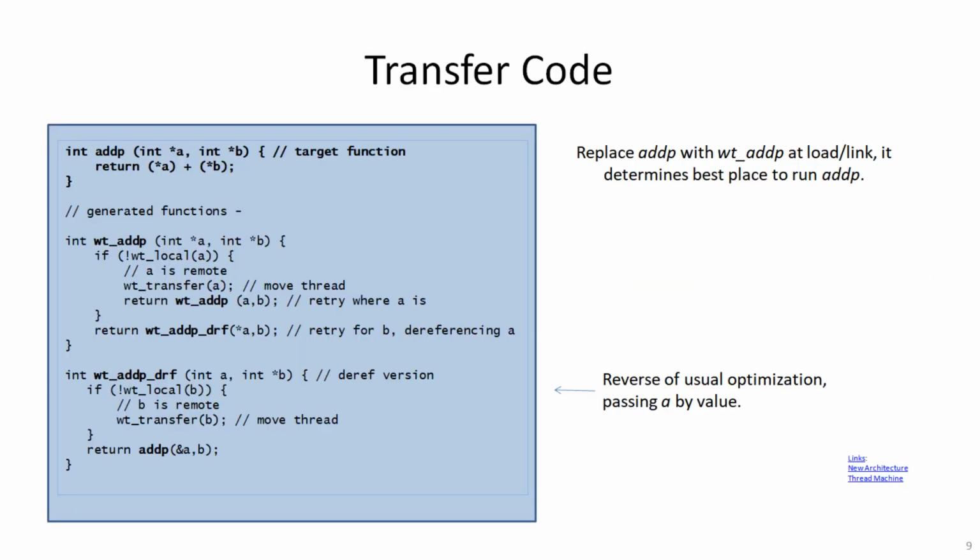Here we have some example shim code which is inserted to decide whether to move the thread or not. The code looks at the arguments to the original call and tries to work out whether local or remote. The thread will move to the location of the first argument, and then maybe the second if they're in different memories, before finally calling the original call with local data.